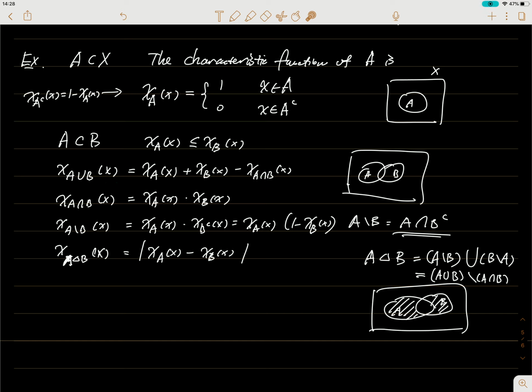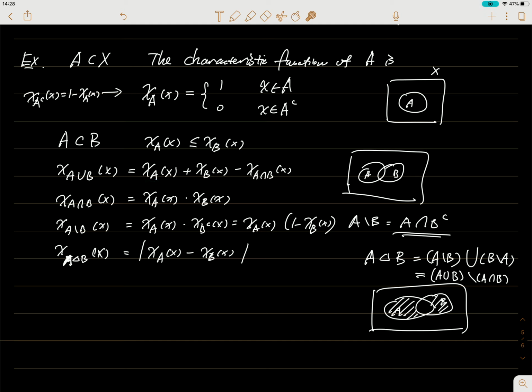Okay, so if x is in the union of A and B, it will be either in A, or here, or here, right? So if x is in A but not in B, then you have this as 1, this as 0, and this is 0. So the right-hand side is also 1. If x is in B but not in A, then you have this as 0, this as 1, this as 0. So again, you have 1 on the right-hand side.